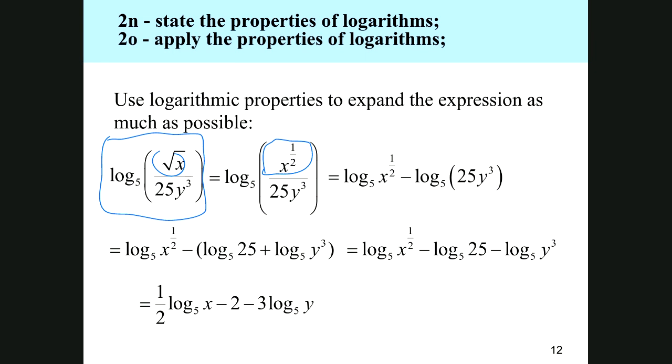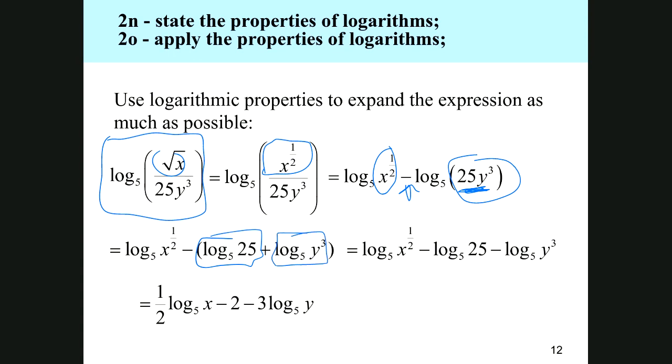Looks like I've got the logarithm of a quotient. So let's break it up into the logarithm of the numerator minus the logarithm of the denominator, just simply applying the quotient rule. Then inside here, it looks like I have a product. So I've got 25 times y cubed. Let's split that up into the log of 25 plus the log of y cubed using the product rule there.